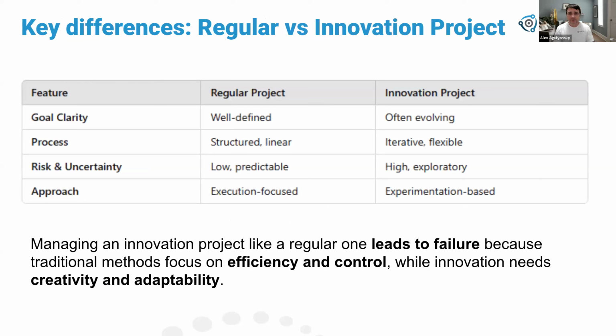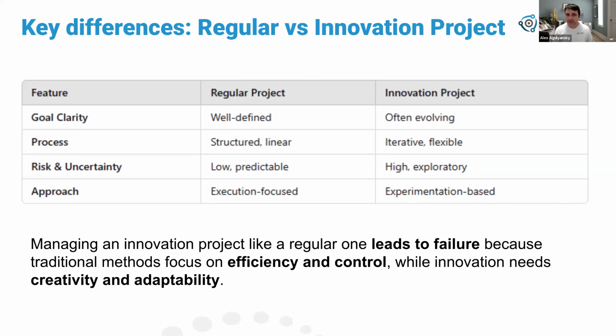Just to summarize, there are a few key differences between regular traditional project management and innovation projects. There's probably much more, but we wanted to focus on these. First of all, the goal. The clarity of the goal in a regular project is usually well defined, as an example, building a house or constructing a car. An innovation project is often very evolving. We have guidance on where we want to get to, but usually we don't know what the end goal will be.